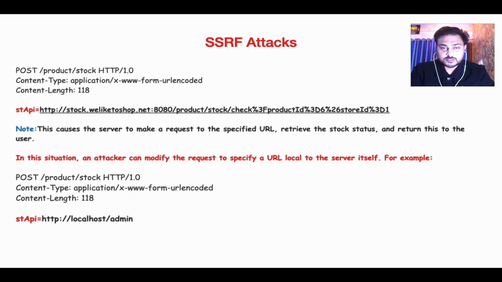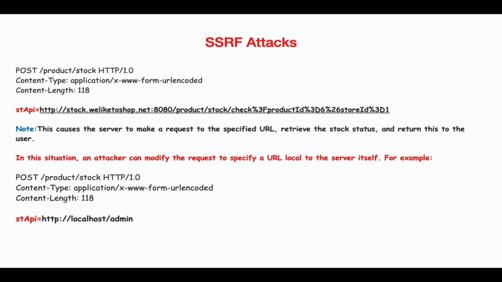So for an SSRF attack, for example, you can see this is a POST request, and when you check it, you can see clearly there is a product and then stock and then version 1.0, and the content type is application/x-www-form-urlencoded with content length 118. Here you can see the endpoint, the stock API, which is pointing to this particular URL, and this is what we always have to check. This causes the server to make a request to the specified URL, retrieve the stock status, and return it to the user.